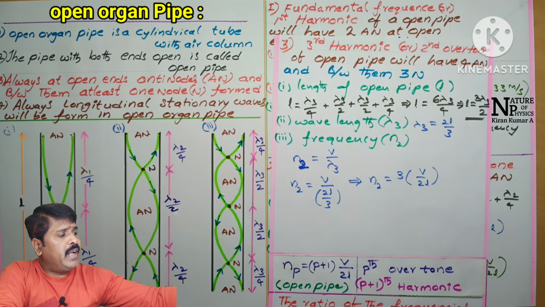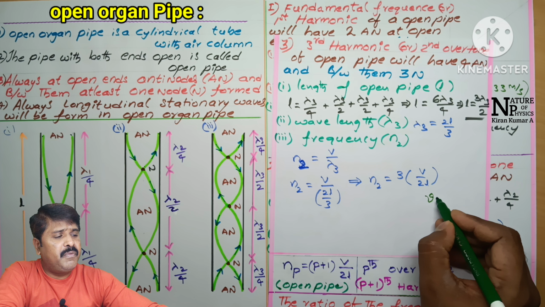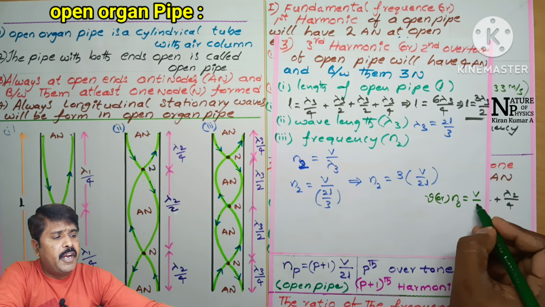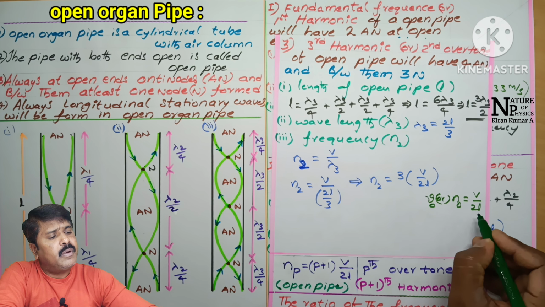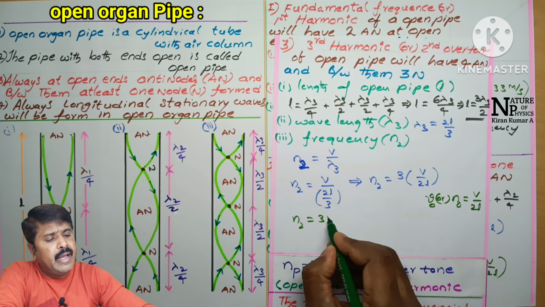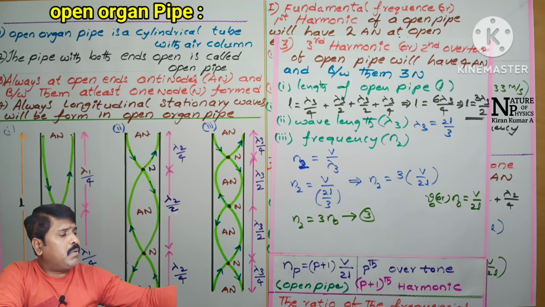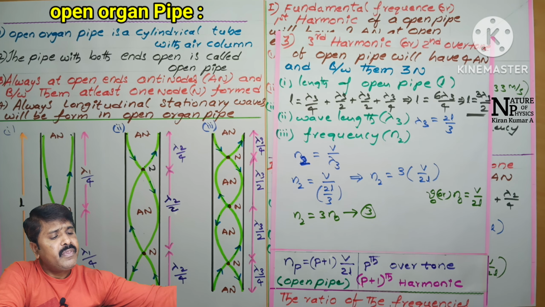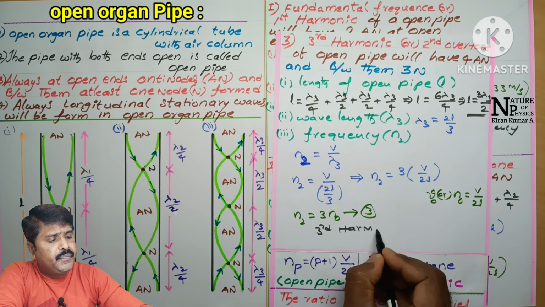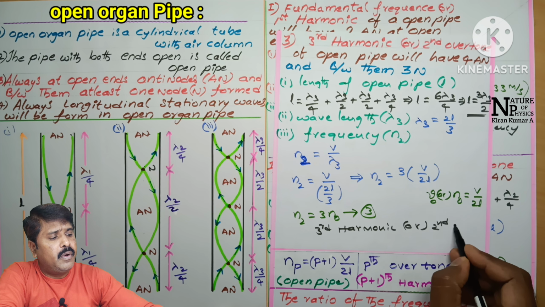Okay, but we know very well the fundamental frequency of the open pipe, so that frequency we can represent as N naught, which is equal to V divided by 2L, student. Okay, so replacing the value in the above equation, N2 is equal to 3 N naught. I can write this as equation number 3, student. Equation 3 represents the third harmonic or second overtone of an open pipe.